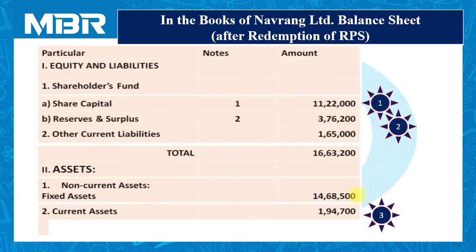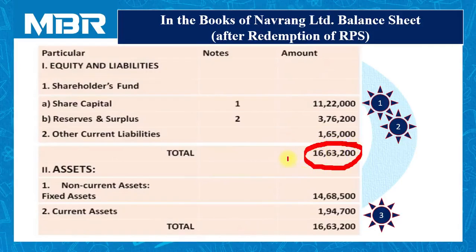Choice is yours. And the final part of our answer is the total of the asset side of the balance sheet. Total of the asset side of the balance sheet is rupees 16,63,200. So the total of the equity and liability side is 16,63,200, and the total of the asset side of the balance sheet is rupees 16,63,200. So in this way, we can settle our balance sheet in the examination.